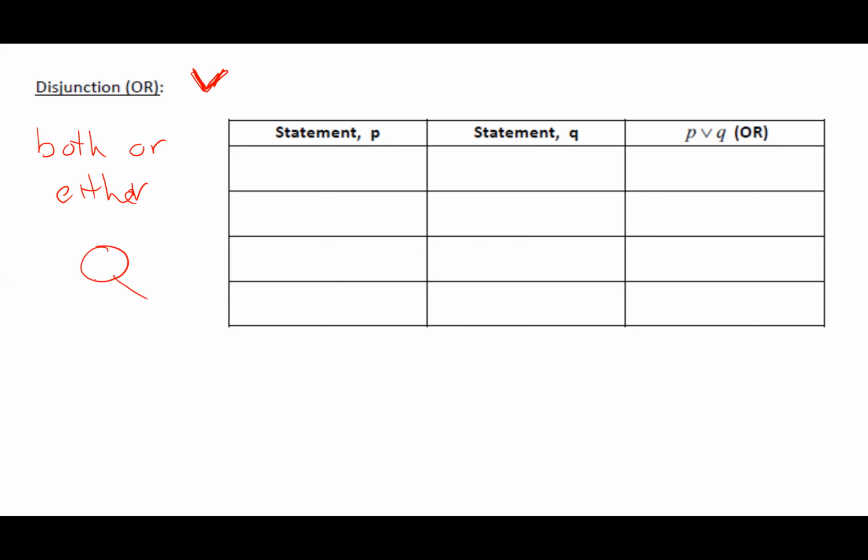So now let's suppose I say, all right, again, I've got $5 in my left hand or $5 in my right hand. All right. So let's consider all my options. Suppose P is true and Q is true. Suppose P is true, Q is false. P is false, Q is true. P is false, and Q is false.